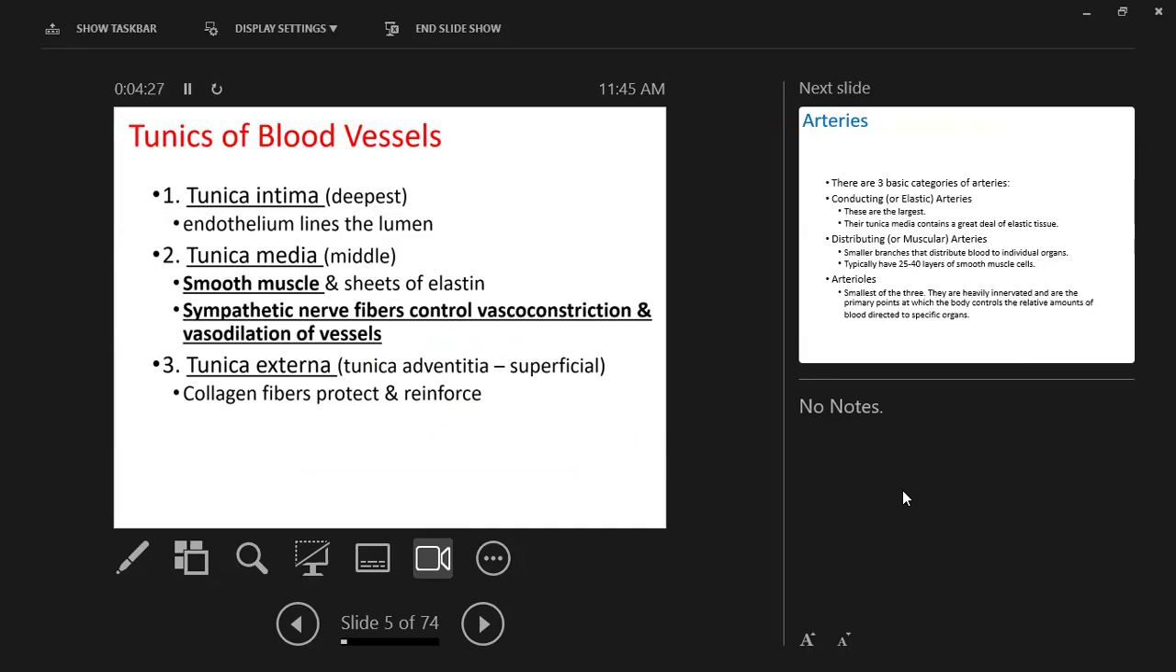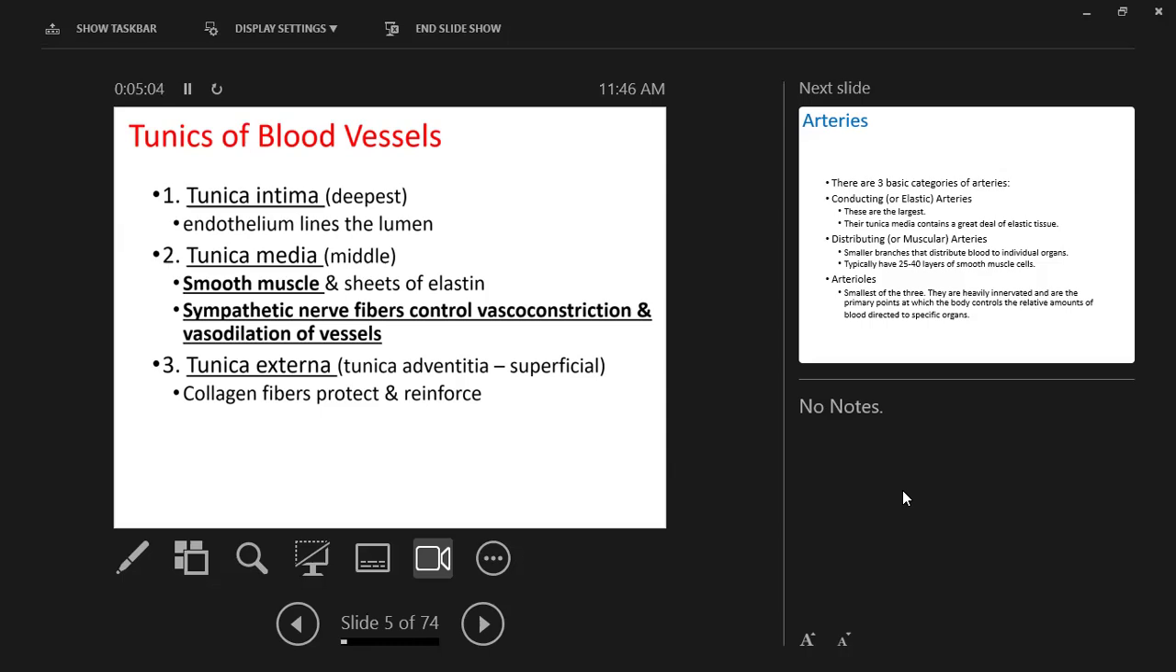Okay, so the tunica intima is the inner lining of the vessel that is the non-stick coating, if you will. The tunica media is the smooth muscle layer. The tunica media is where we see vasoconstriction and vasodilation taking place primarily in the arterioles, because that's where the sympathetic nervous system releases its norepinephrine and stimulates the smooth muscle to contract or to relax.